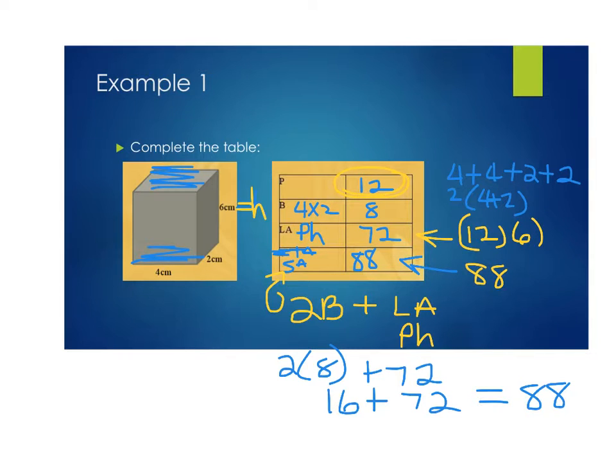And these are all centimeters squared except for the perimeter. The perimeter will only be centimeters. The base area is centimeters squared. The 72 is centimeters squared, and so is the 88. So all areas, lateral area, total area, area of the base, they're all centimeters squared. The only one that is just plain centimeters is the perimeter.